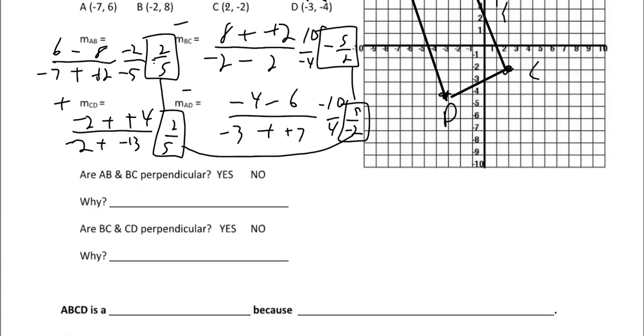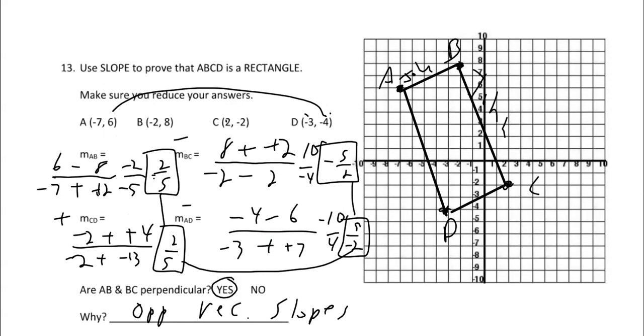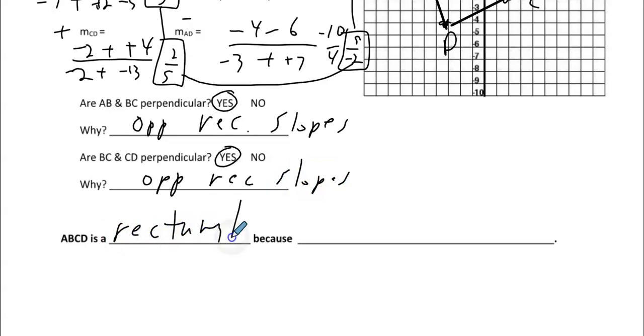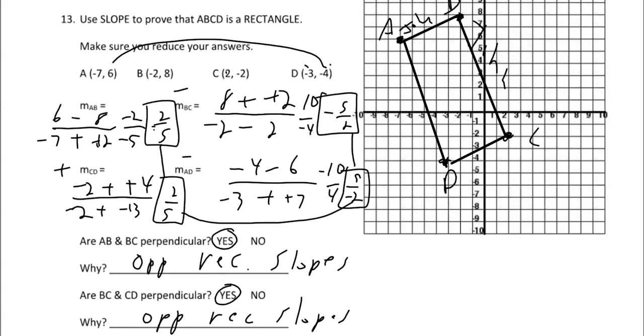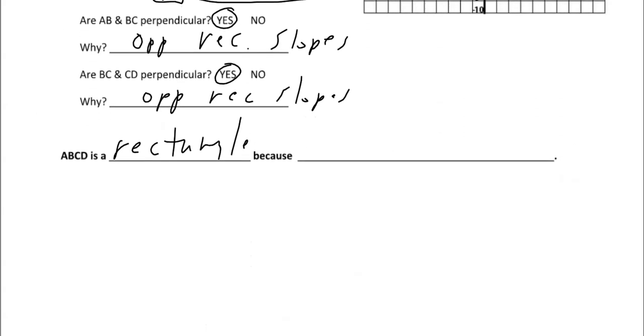So AB and BC, are they perpendicular? Yes, they are. And we're going to abbreviate here, opposite reciprocal slopes. BC and CD. BC is here, CD is there. Are they perpendicular? The answer is yes. Again, opposite reciprocal slopes. So ABCD we know is a rectangle. And notice the instructions. It said prove it's a rectangle. They kind of told you it was.